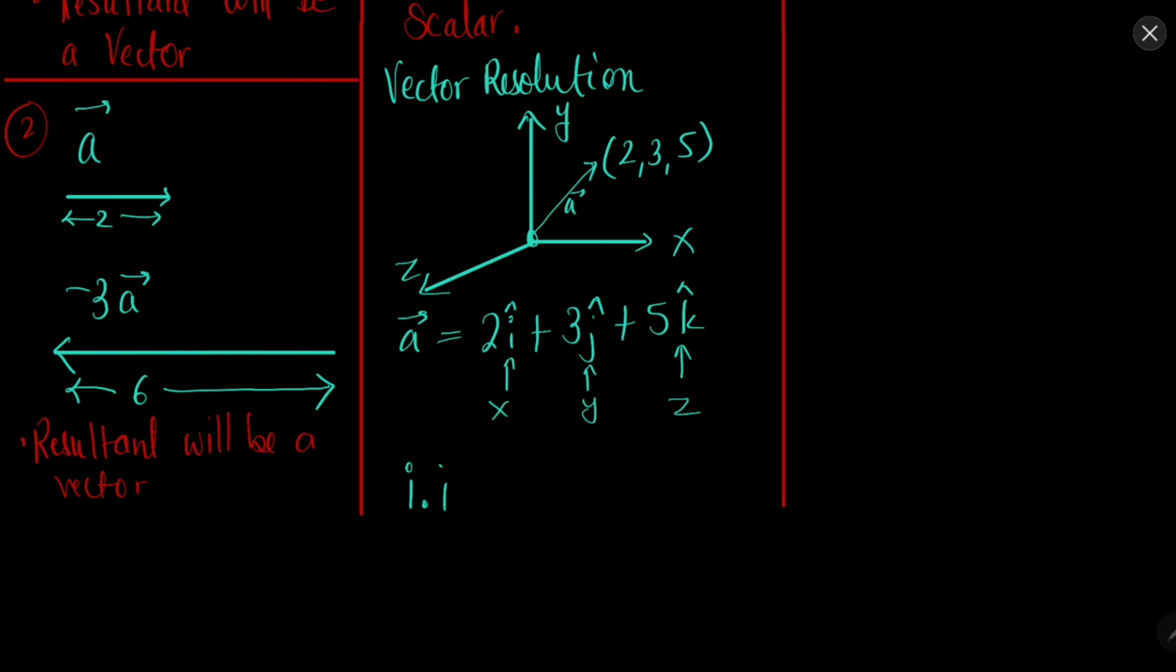We have one important formula for i dot i, j dot j and k dot k. If you want to multiply two vectors which are both in the i direction, that is the x direction, then we have to do this i dot i. When we do this i dot i, tell me what we will get. We will get 1. Why 1?